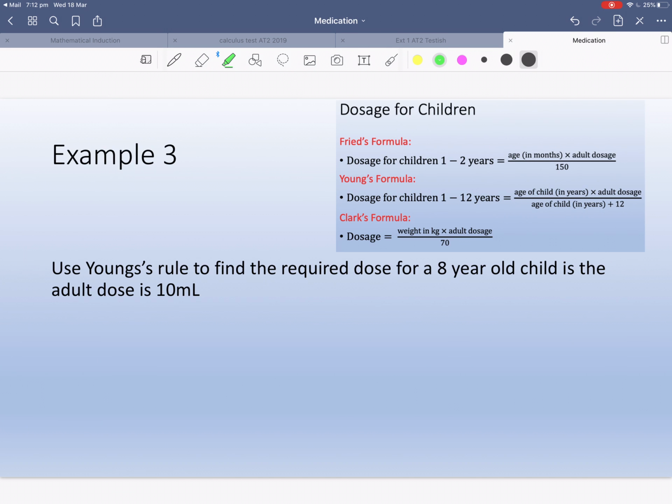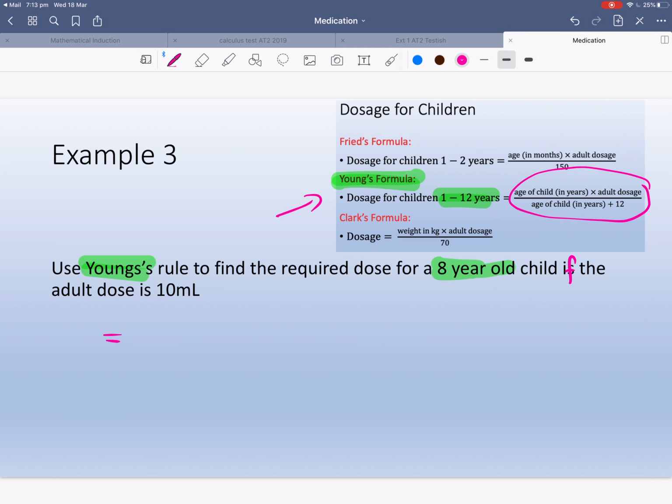So here, what I've done is that I've copied and pasted the last slide into here so it will help us. All right, example 3. Use Young's rule to find the required dose for an 8-year-old child, if the adult dosage is 10 mils. So it asks us to use Young's formula. And do we fit in the category of 1 to 12 years? Yes, an 8-year-old child is one of them. So let's do this. Equals, and we're going to use this.